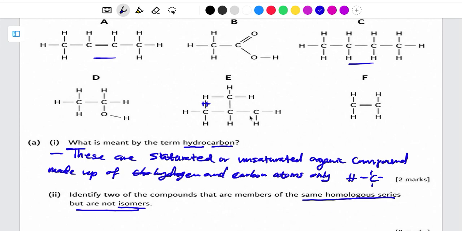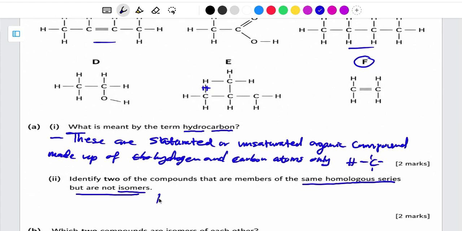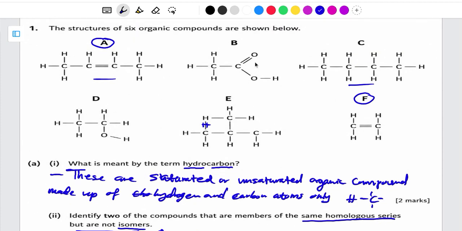So what we are going to choose here are A and F. The reason why I'm choosing A and F is because of a double bond, so these are alkenes. Why are we not choosing the others, for example, why are we not choosing D and B?